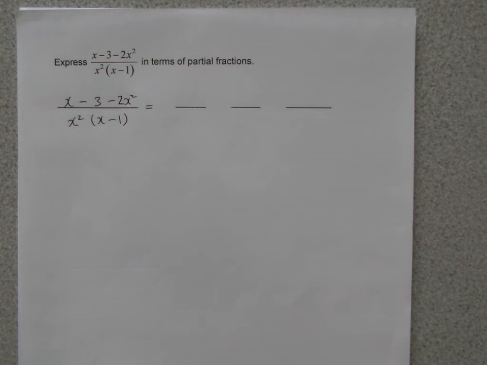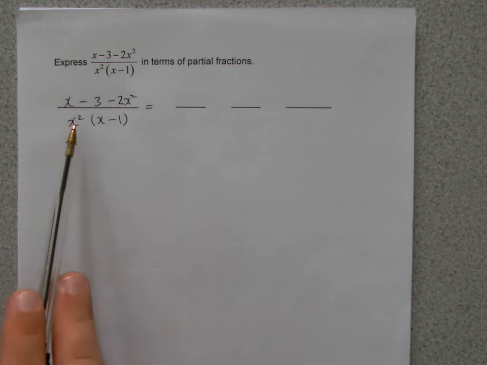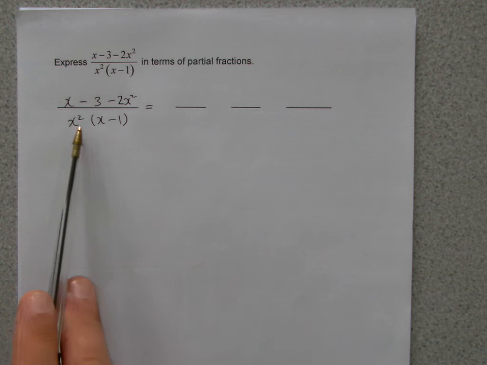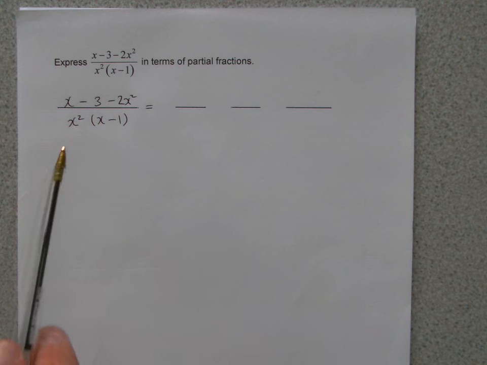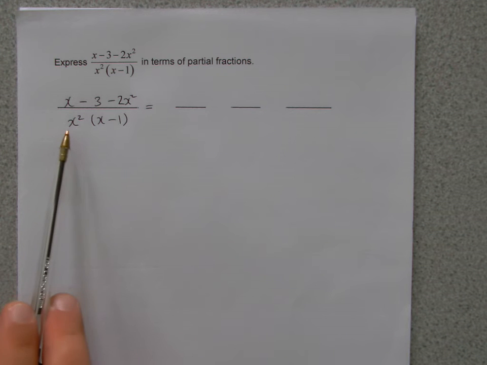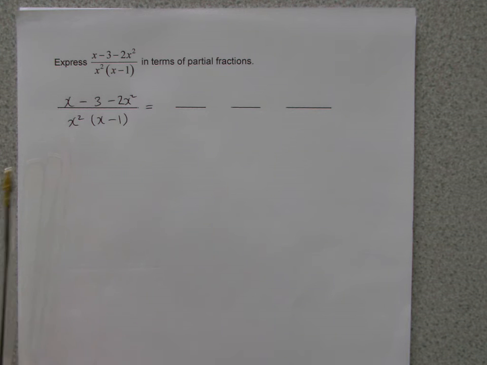Okay, express this in terms of partial fractions. So we can have partial fractions again, right? And again, we've got a repeated factor here. You need to see that, because this is squared, okay? So we've got a repeated factor of x. Don't be put off by the fact that this isn't a bracket term, okay? And we can think of it as a bracket term if you want.